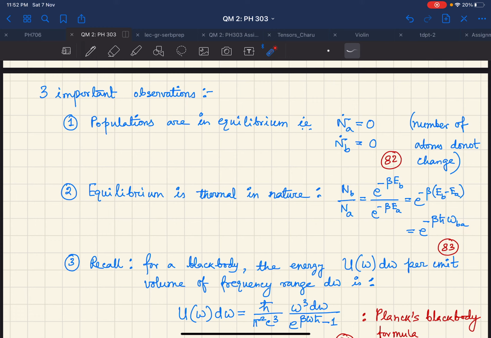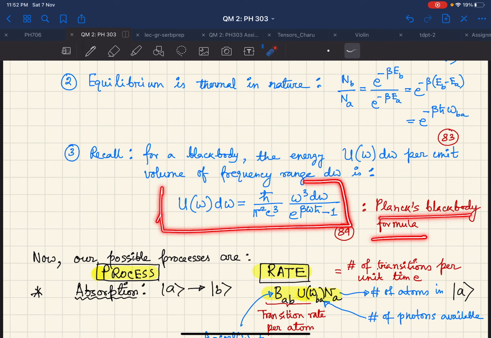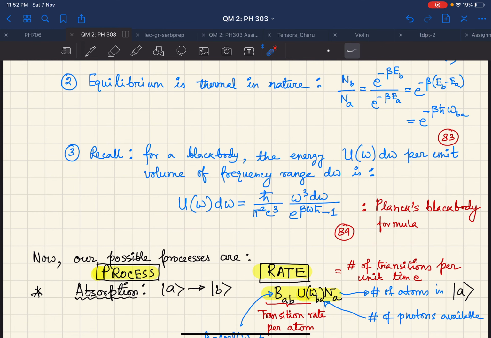And the third important point is that you all have learned black body radiation in your heat and thermodynamics course. The energy U omega d omega per unit volume of the frequency range d omega. You already know Planck's black body formula. It is exactly the same Planck's black body formula that you can get here. It's h cross by pi square c cube, and then you have this omega cube d omega by e to the beta h bar omega minus 1.